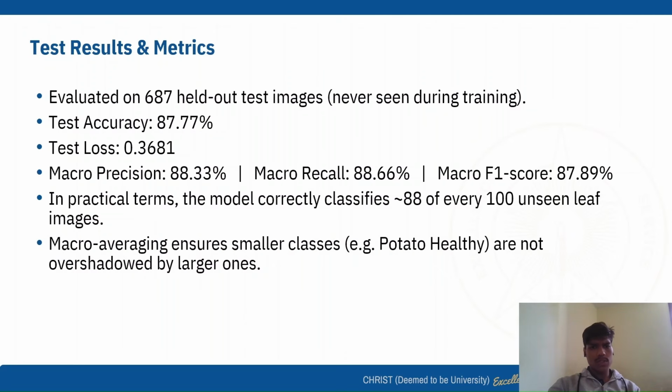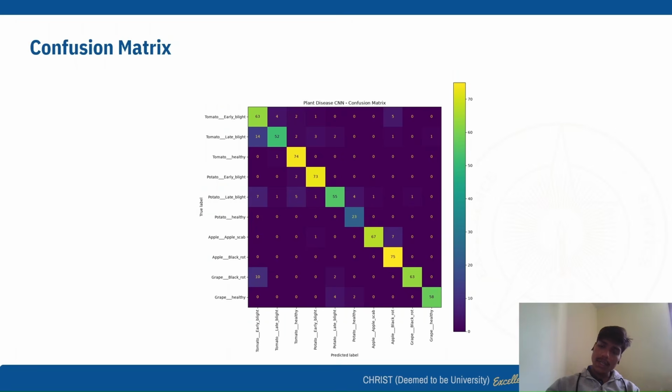The macro F1 score is also important because it gives equal importance to each disease class instead of letting larger classes dominate the result. Then comes the confusion matrix. Here, the confusion matrix gives us a closer look at the model's mistakes. The diagonal shows the correctly classified images, while the other values show misclassifications.